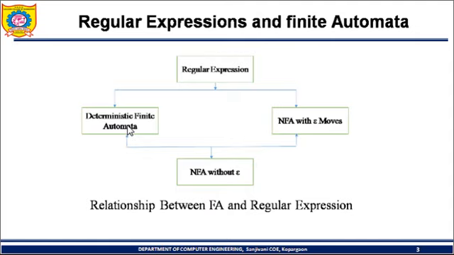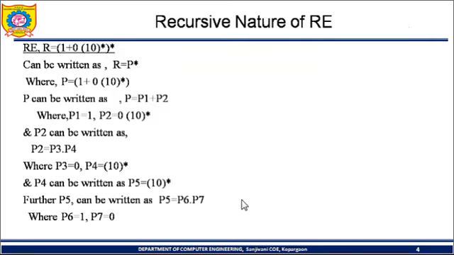So we know that regular expression, so we represent the given regular language in the compact form by using three set of operators, that is dot, star and plus. So that compact form is called as regular expression. Now one more point related to the regular expression is the recursive nature of the regular expression. Now what do you mean by recursive nature of regular expression?